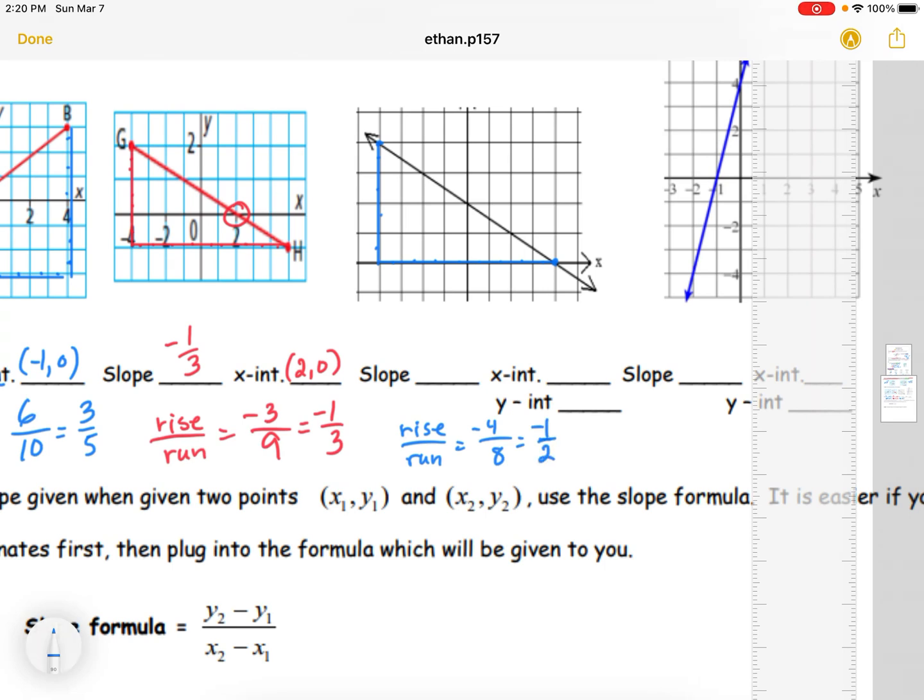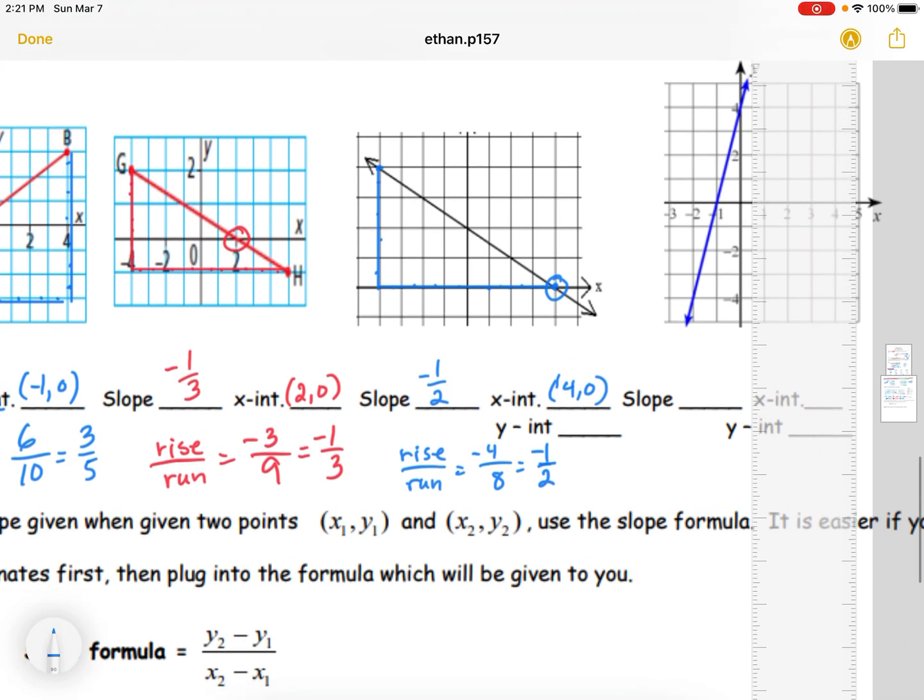I can divide the top and the bottom by 4. So -1.5. My x-intercept is right there. It's 4, comma 0. And now my y-intercept is right here. Goes up. This is my x-axis, so it's 0, comma 2.